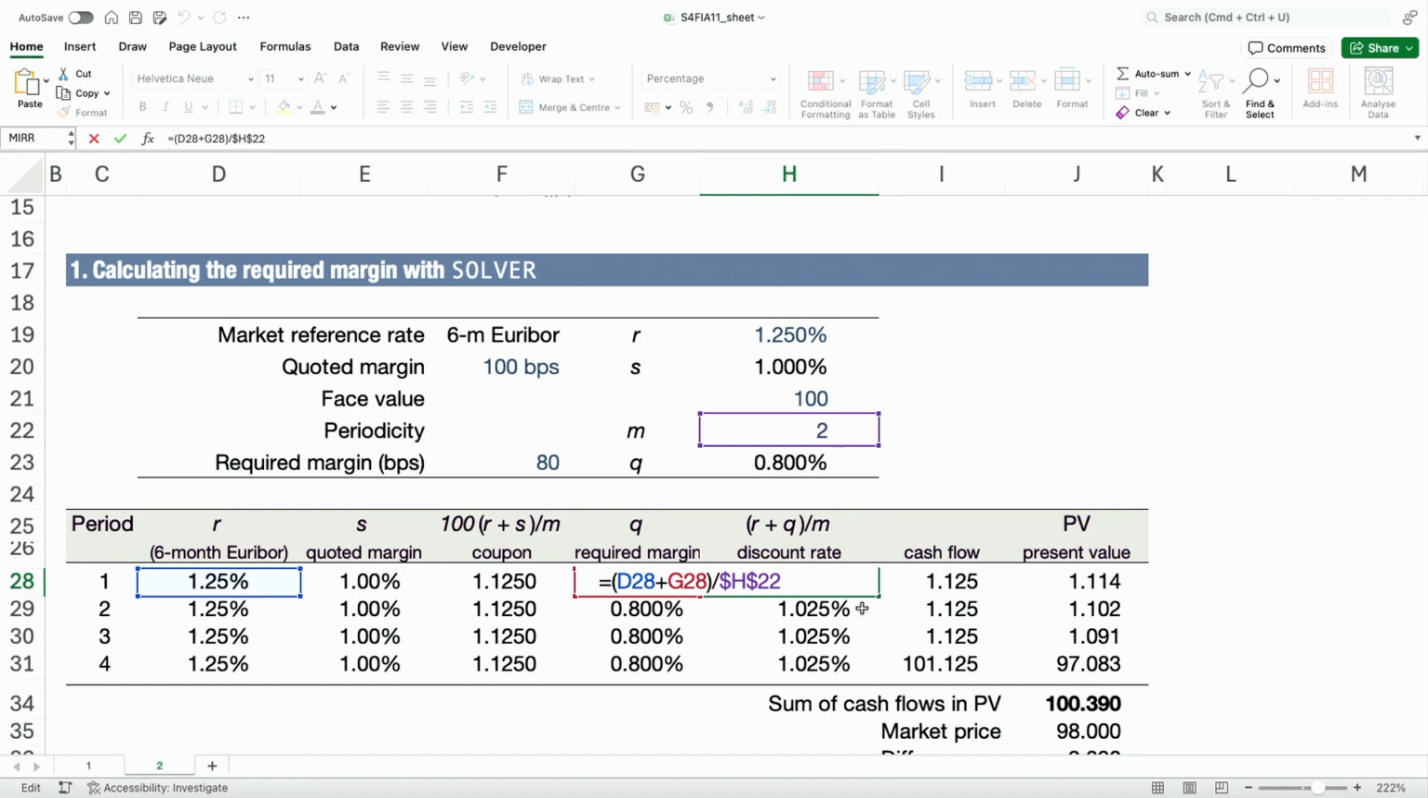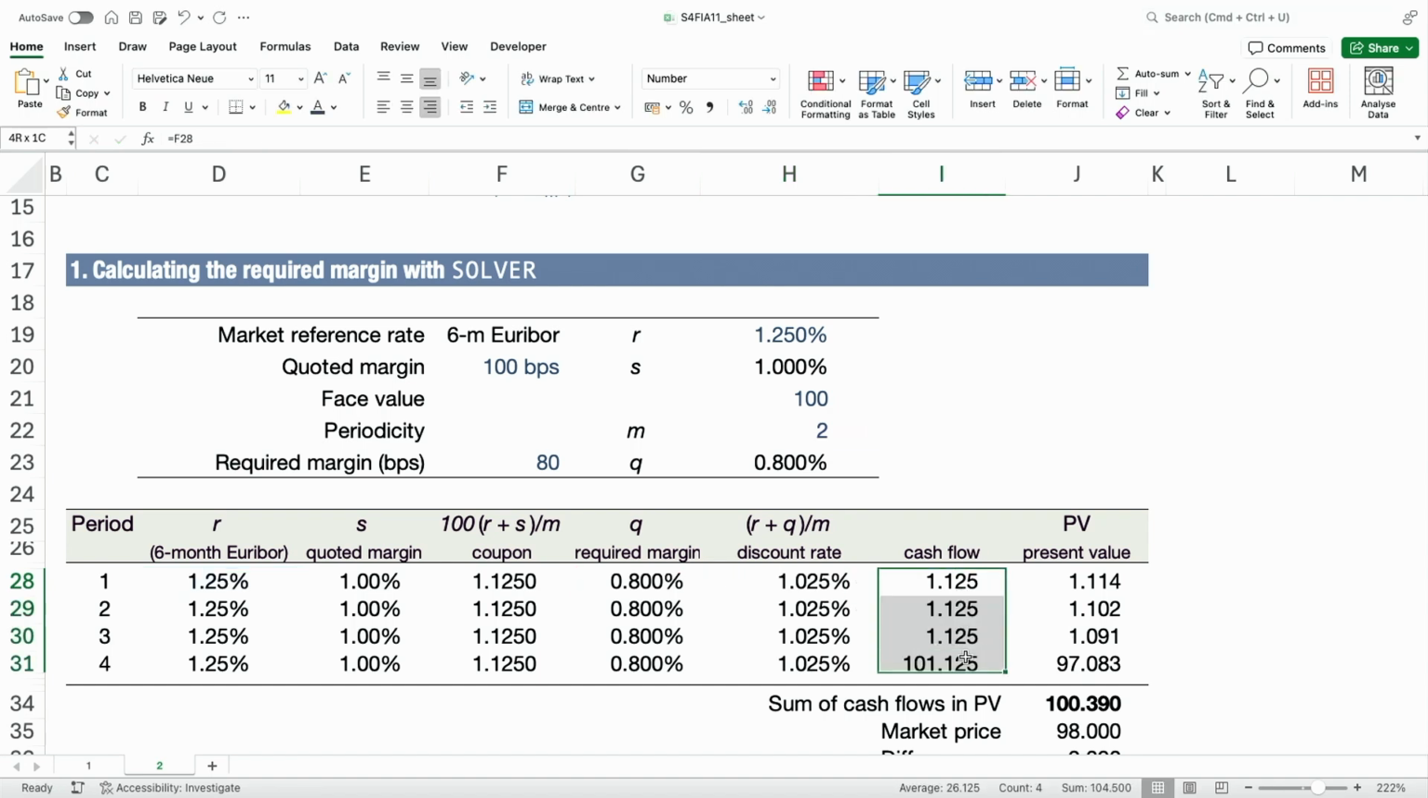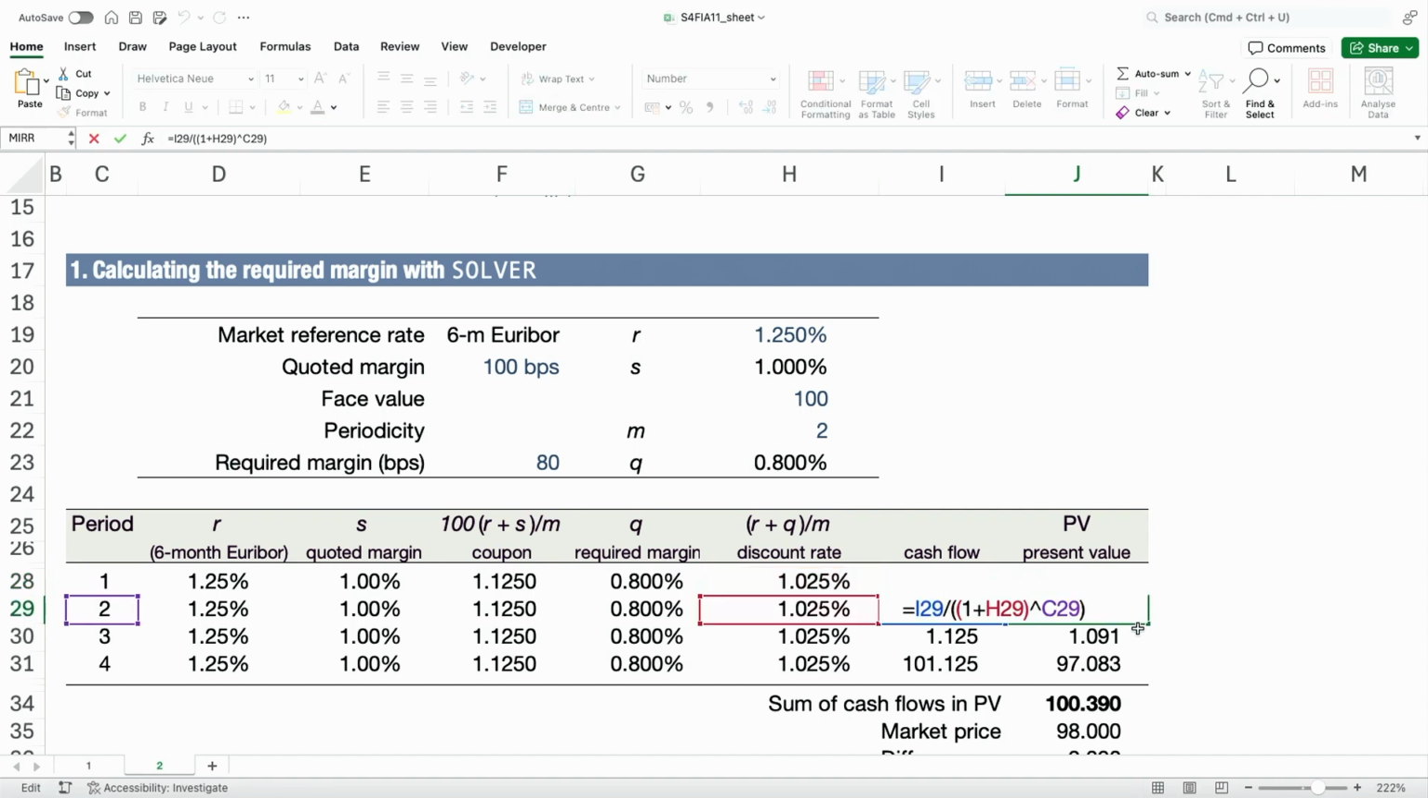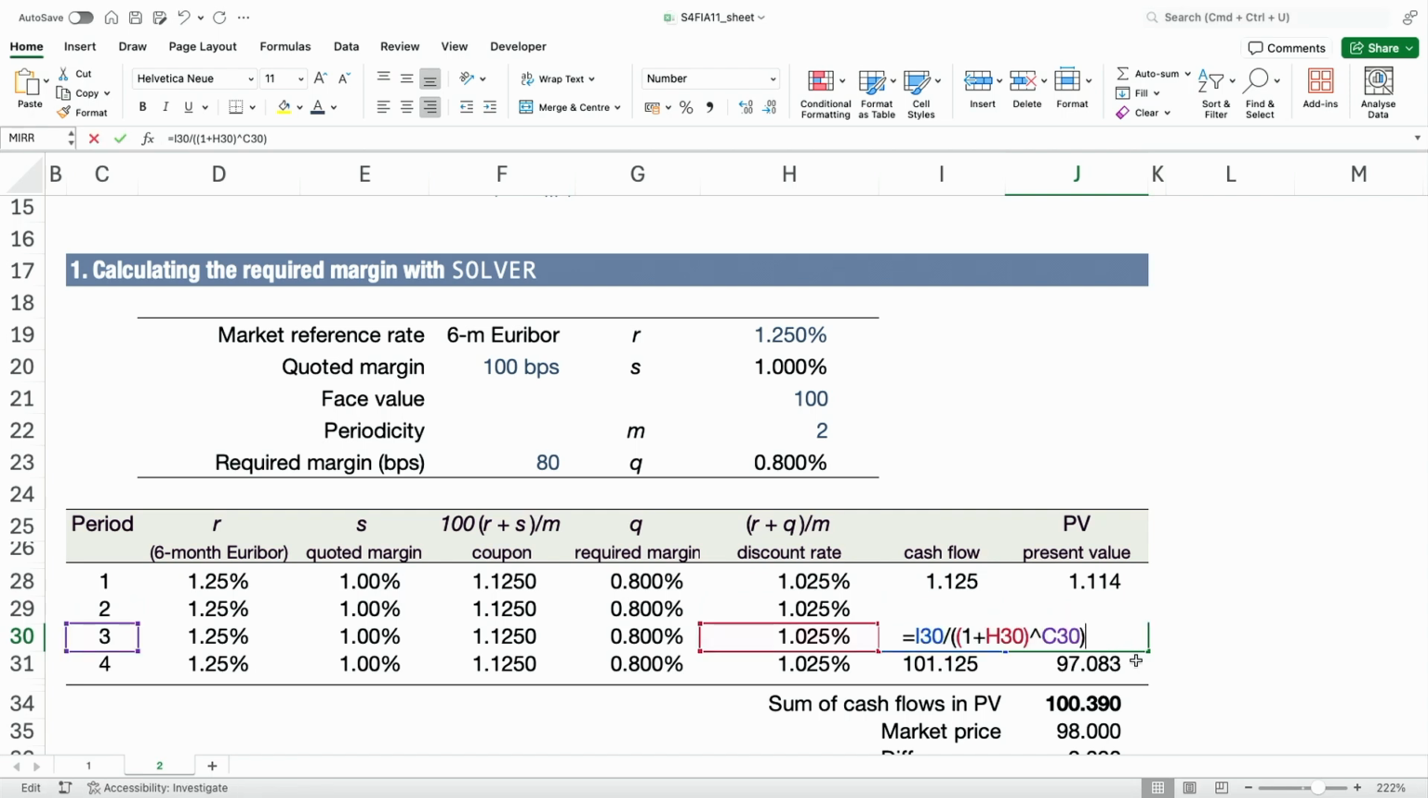This is the sum of 1.25%, the market reference rate, and the required spread, 1%, divided by the periodicity, 2. The column containing the cash flows takes into account the face value at maturity, at the end of the 4th period as well. And at last, we've got the present value of these cash flows. By definition, the sum of the present value cash flows should equal the market price, which in this case is given by 98. Suppose we've got a quote of 98.